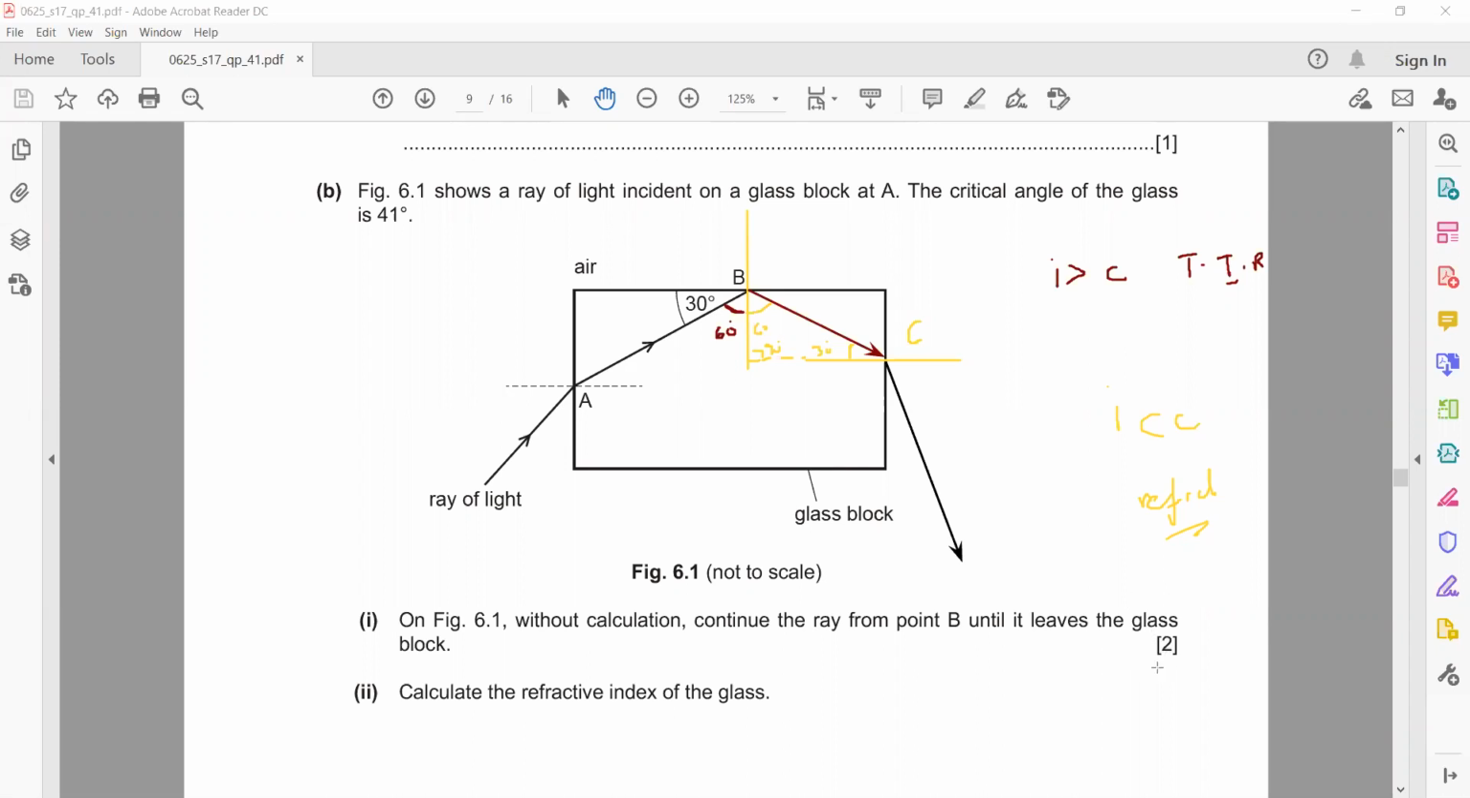And the second part, calculate the refractive index. So how to calculate the refractive index from the critical angle? The formula for refractive index is 1 over sine C, where C is the critical angle. So it will be 1 divided by sine 42. You will get the refractive index, which is 1.5.